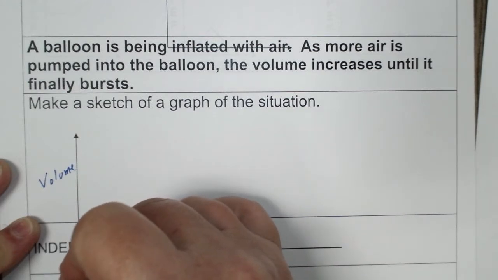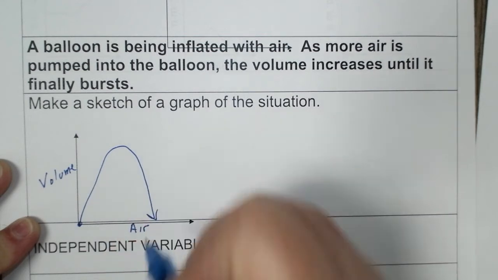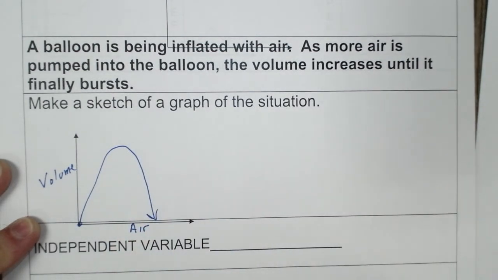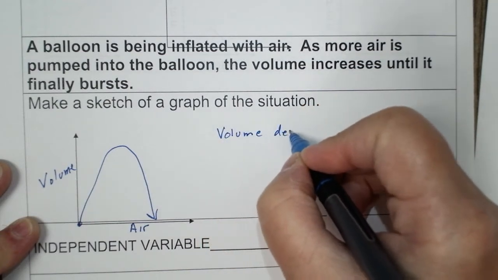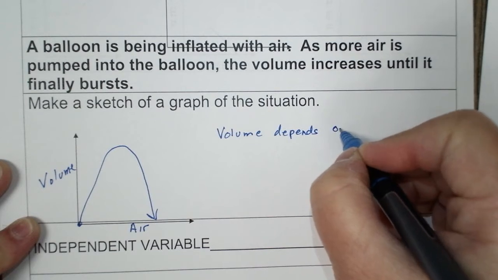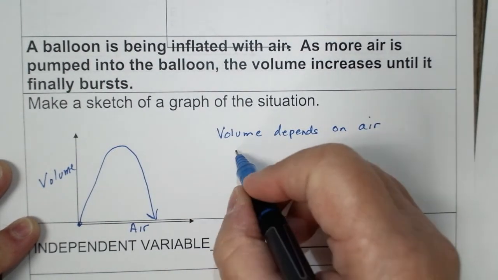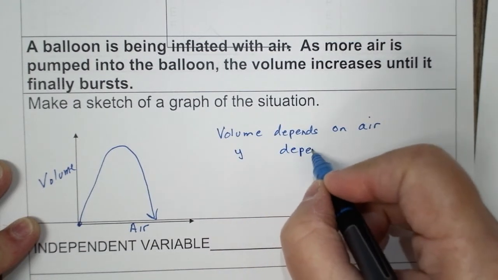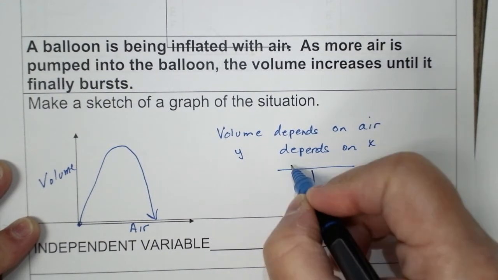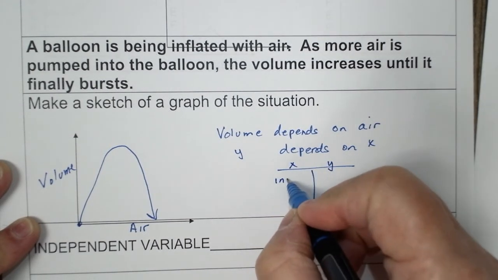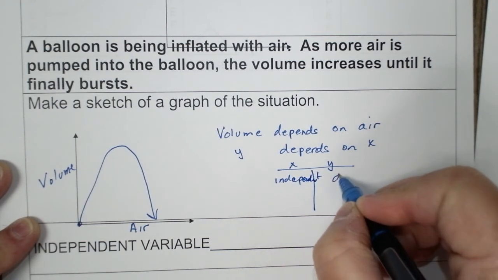I start with a deflated balloon. It goes up and then it bursts. So the volume depends on air. Y depends on x. X, y, independent, dependent.